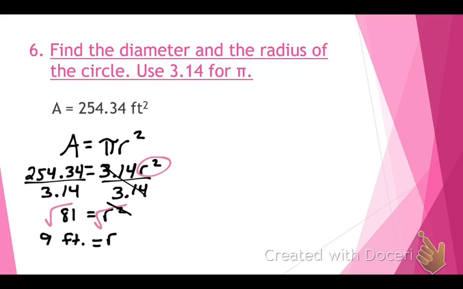Now let's go back to our instructions. The instructions say to find the diameter and the radius. What have we already found? Radius. Is there a simple way for us to find the diameter? What should I do? Multiply by 2. What's that multiplied by 2? 18 feet equals the what? D. What's the D stand for? Diameter, okay?